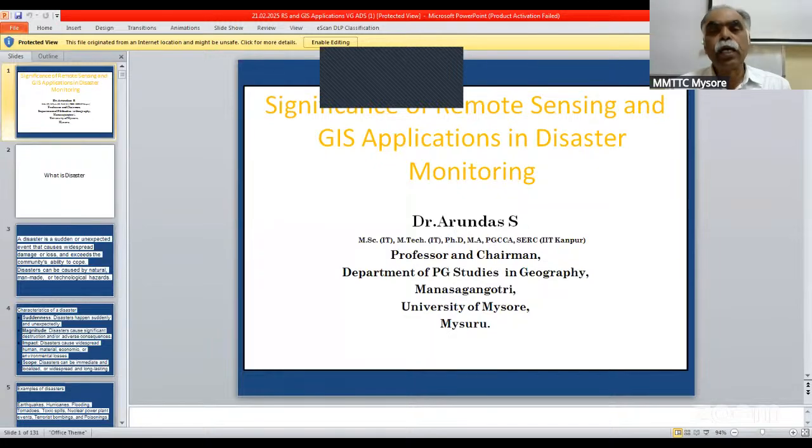So I'll be categorizing my talk into 3 sections. One is disaster, then about the remote sensing applications and how GIS is helpful in planning for facing the disasters. So these are the 3 aspects that I'll be going to cover today, and also the 4th one will be the projects that I have personally taken, the different projects, and the results that have been obtained. I'll be sharing with you those aspects also.